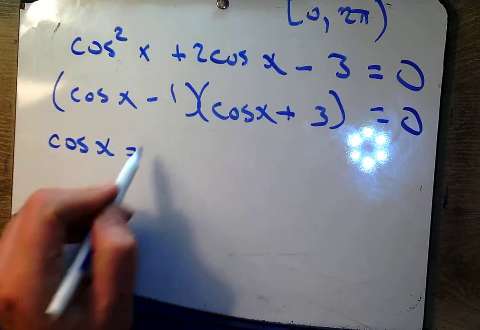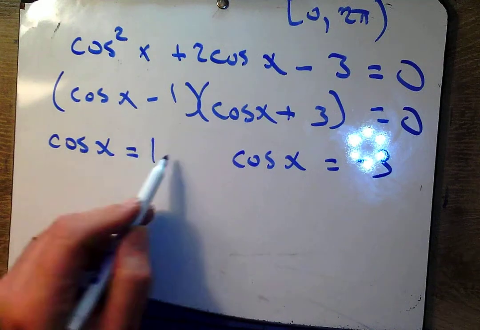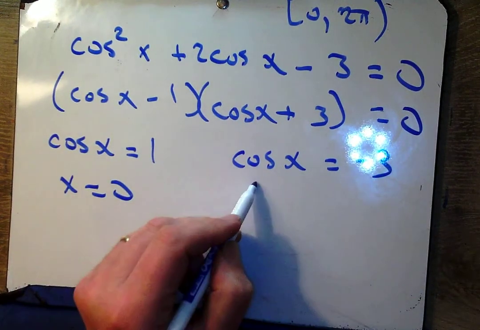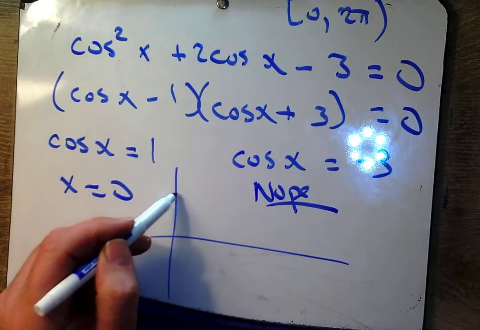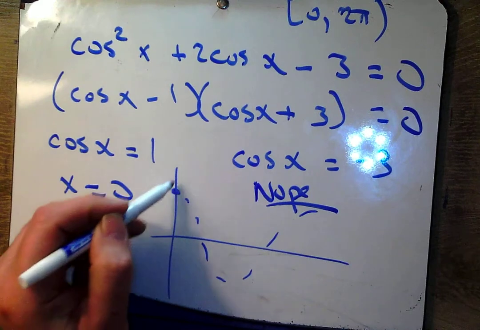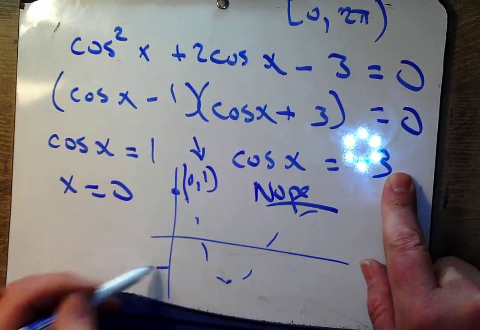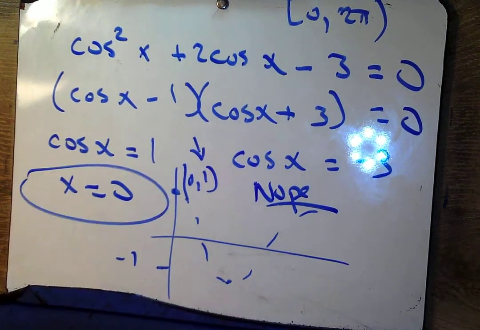So cosine x equals 1, and cosine x equals negative 3. Cosine is equal to 1 when x equals 0, and cosine is equal to negative 3. Nope, that never happens. You know your cosine graph goes to 1 and negative 1. Never going to get to negative 3. So we've only got one solution.